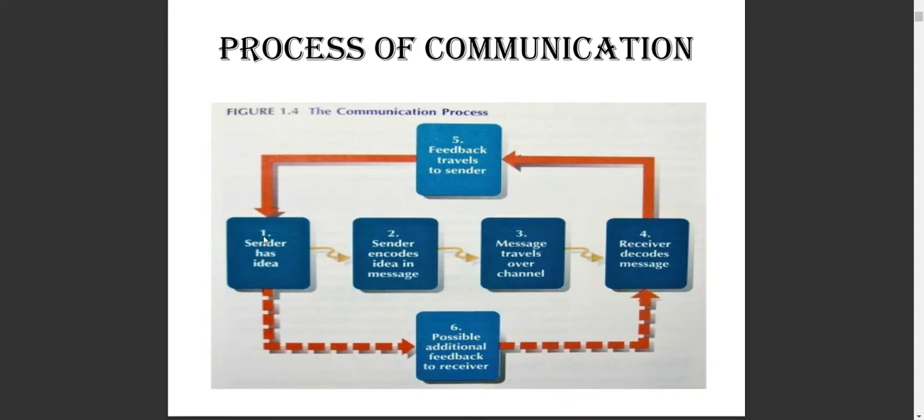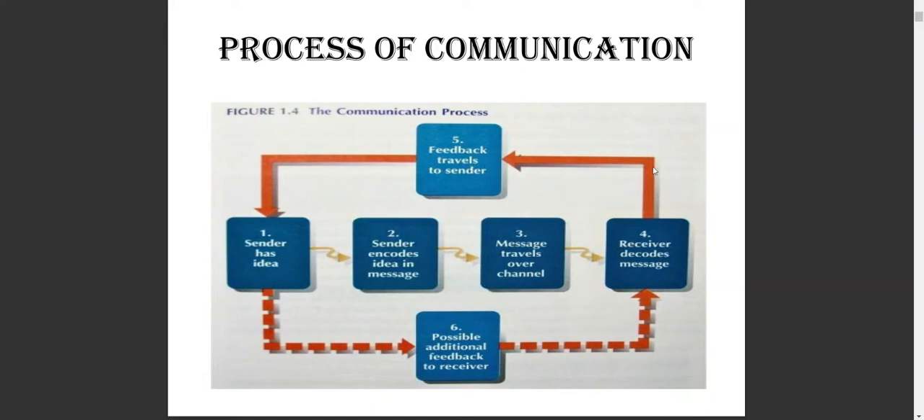Here, the first thing that happens in this process is the sender has an idea that he or she thinks. Now, after that, in the second step, the sender encodes the idea in a message. And the third is the message travels over a channel. And the fourth step is the receiver decodes the message. And further, the fifth step is feedback travels to the sender.